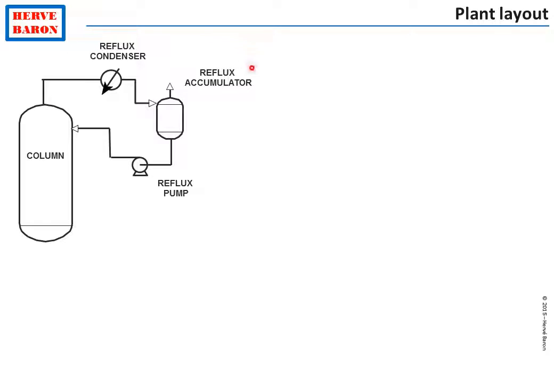In this system, for instance, which is made of a column, a reflux condenser, an accumulator and a pump, the reflux condenser condenses the gas coming out of the column, and the condensed liquid flows to the accumulator, wherefrom it is pumped back to the column. Gravity flow is required between the condenser and the accumulator, while the pump needs to be located below the reflux accumulator with sufficient head so that it won't cavitate.